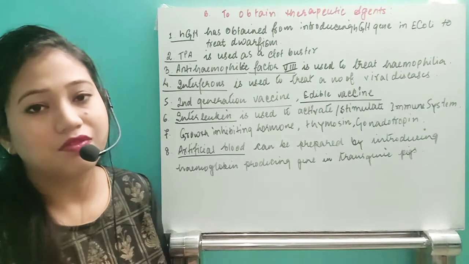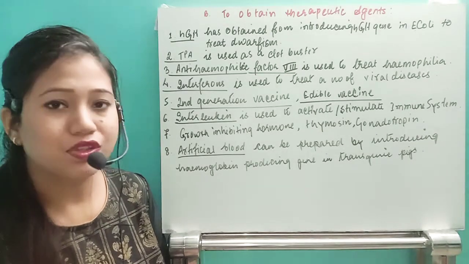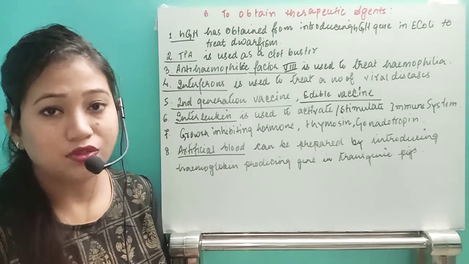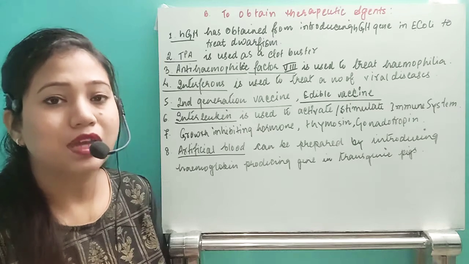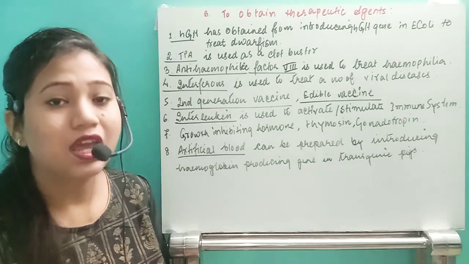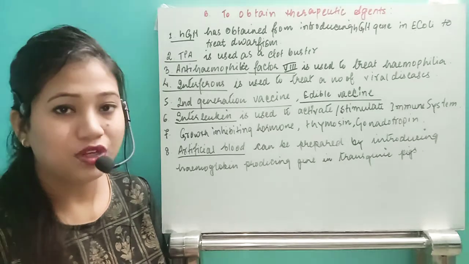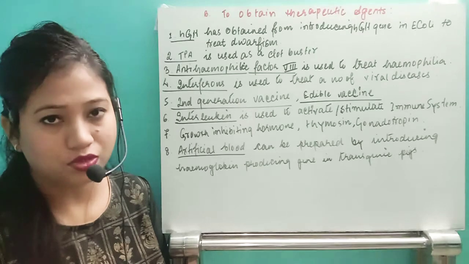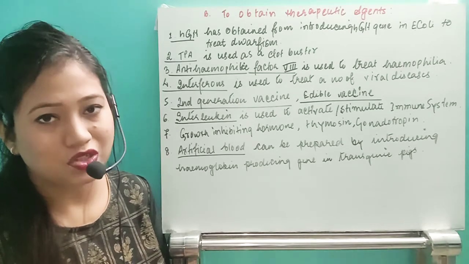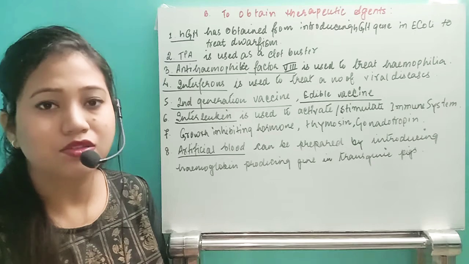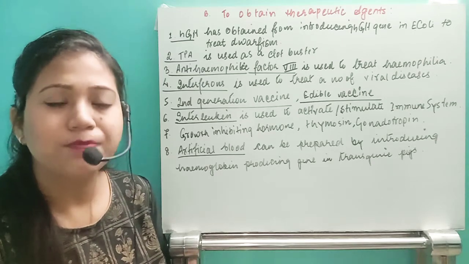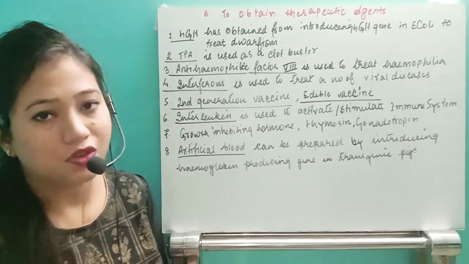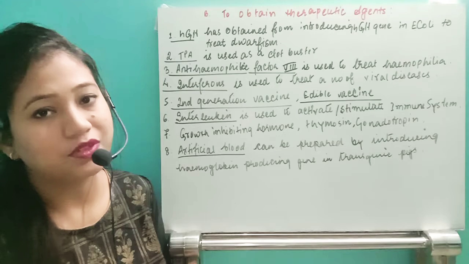Suppose some people are suffering from dwarfism, then any medicine is not going to help that child to grow. So in that case some type of hormone is injected, and this way if the hormone is injected into the body, the child will have the normal proper growth. So these are actually the therapeutic agents, the chemicals, hormones, this type of proteins that can be used to treat different kinds of diseases. So let us see all the types of therapeutic agents.